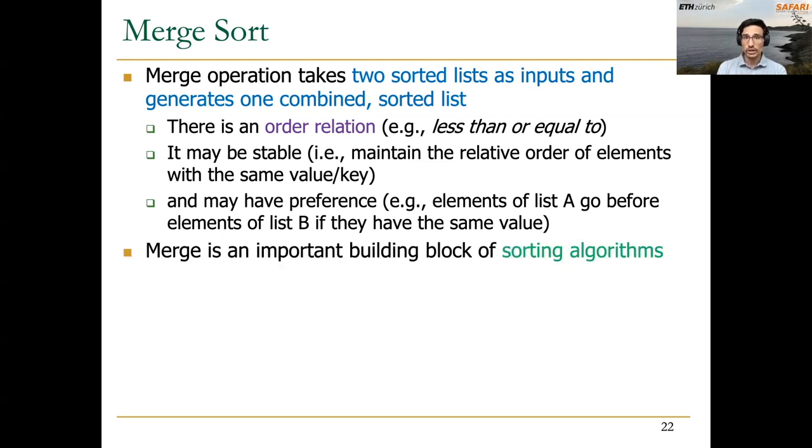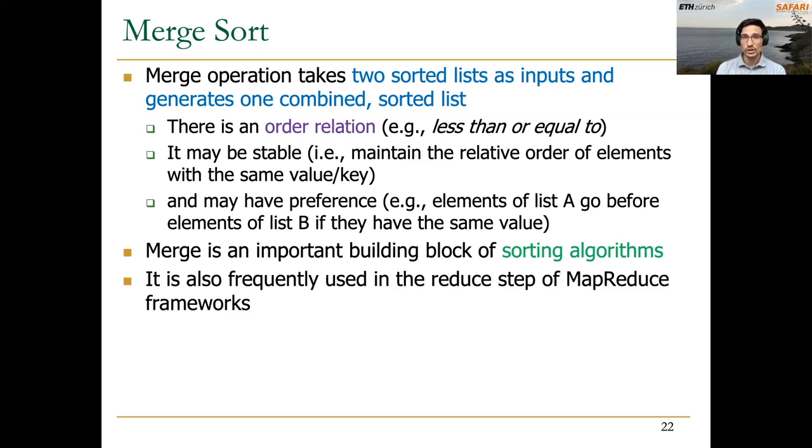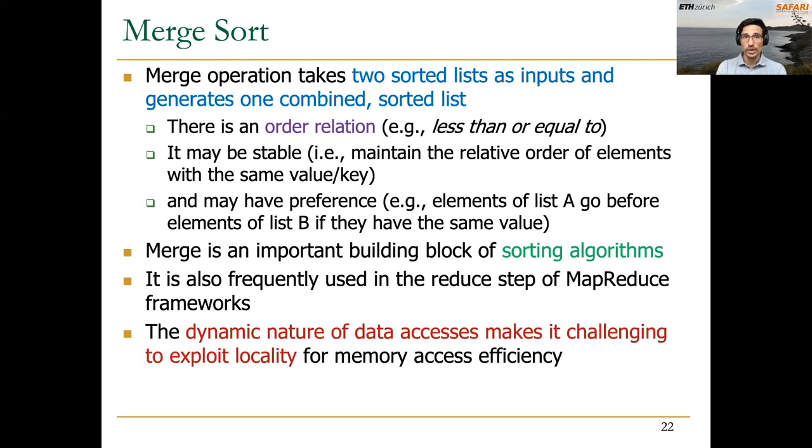Merge is an important building block for sorting algorithms, and it's also frequently used in the reduce step of MapReduce frameworks. However, a parallel implementation of merge is pretty challenging due to the dynamic nature of data accesses, which makes it challenging to obtain maximum efficiency when accessing the memory by exploiting locality. We are going to discuss what the problems are and what could be potential optimizations as well.